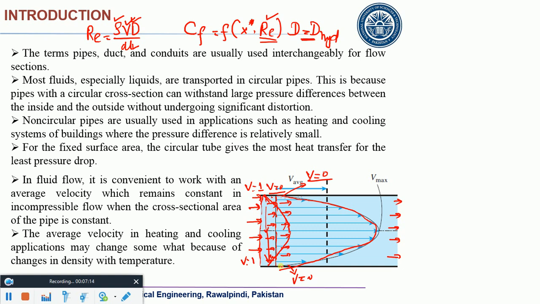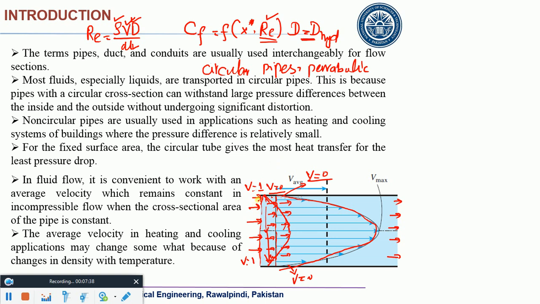We have got an analytical solution for the circular pipes at least, that this profile is actually parabolic for circular pipes. For circular pipes, we have a parabolic velocity profile. Parabolic profile. Okay.